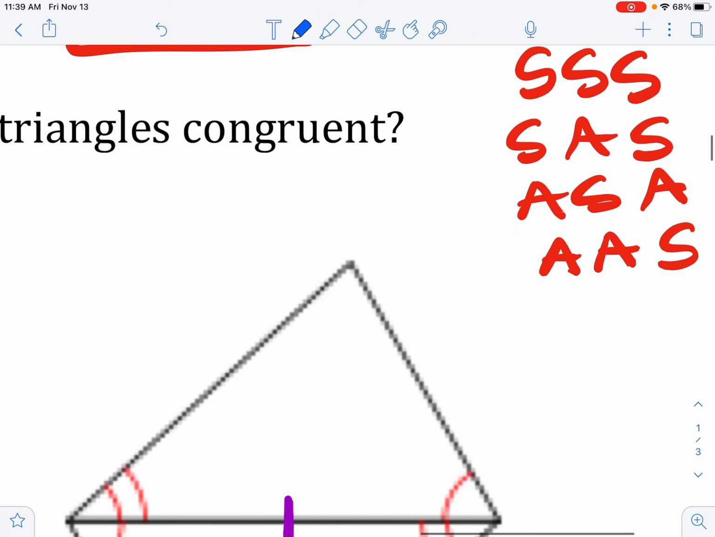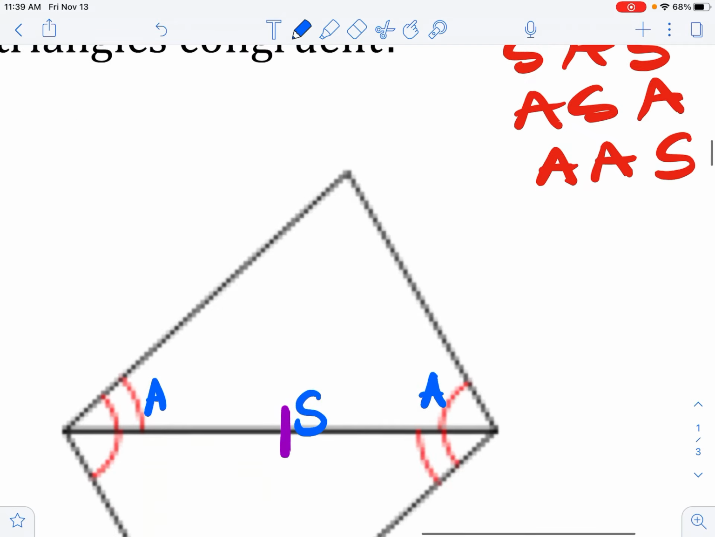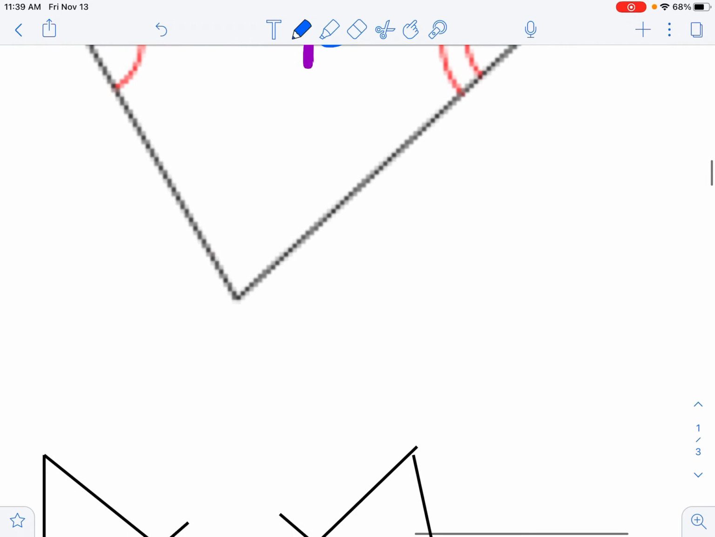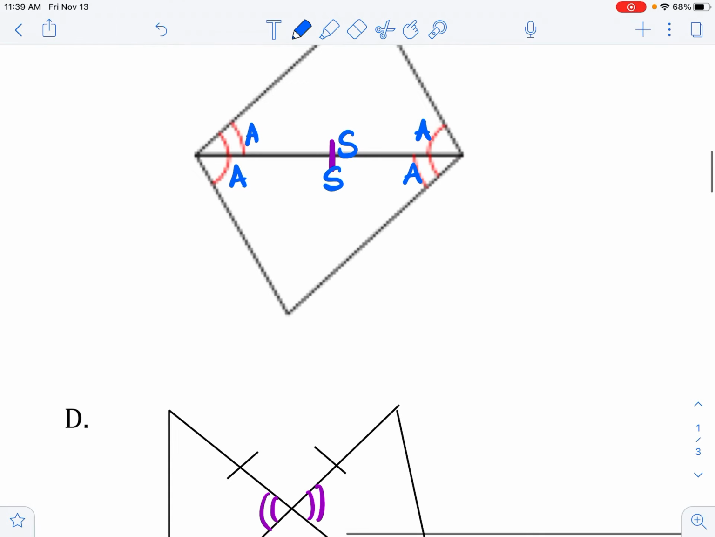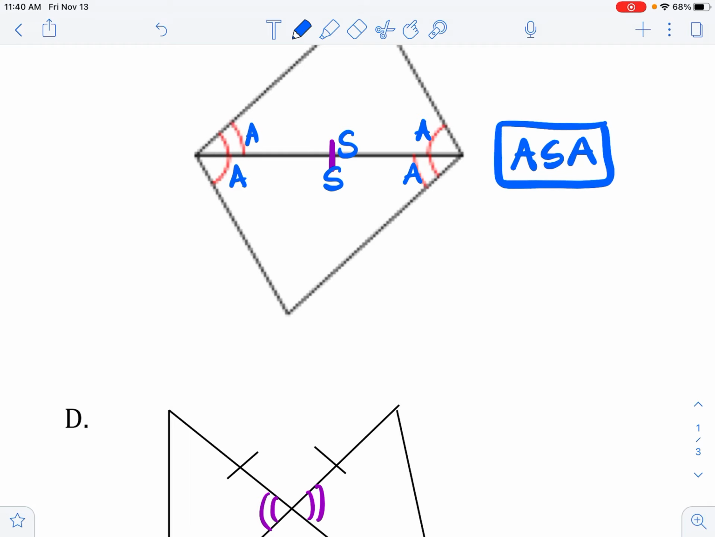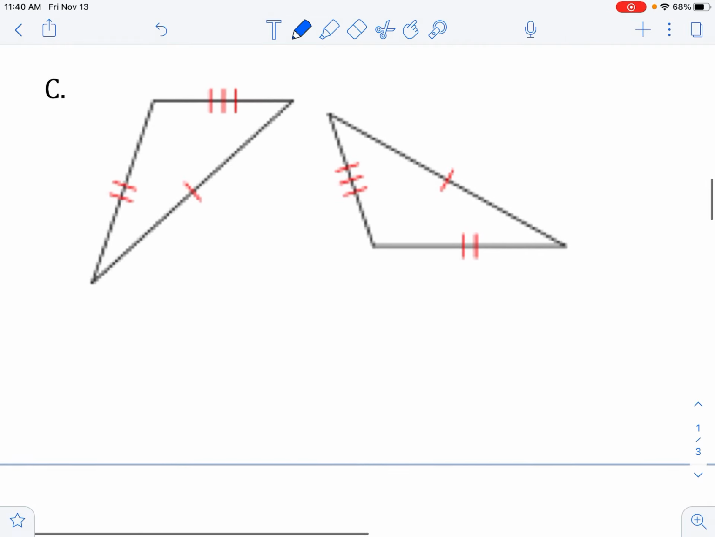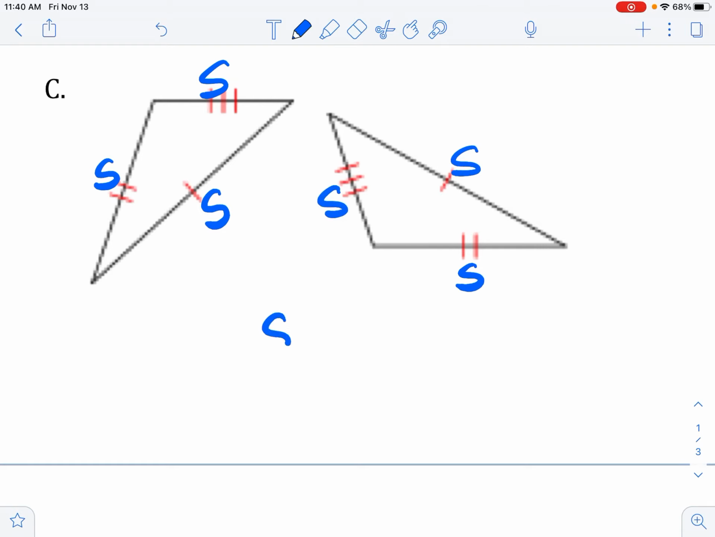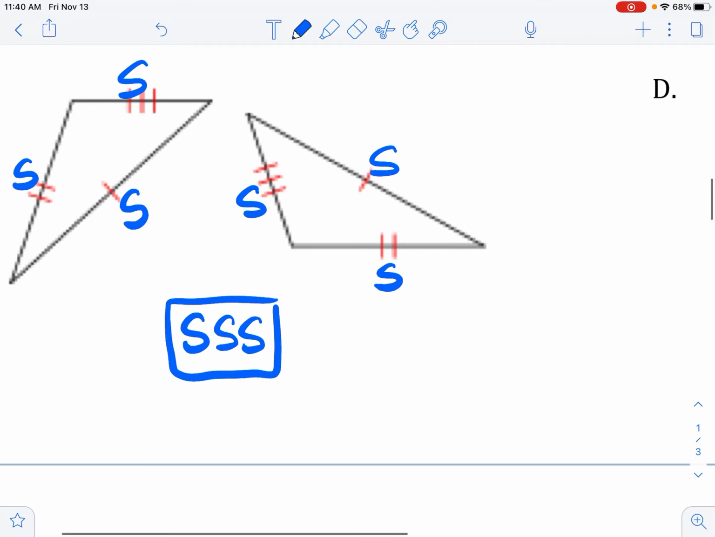All right, let's check this one. Let's look at the triangle on the top right here. There's an angle and an angle, and then this side is in between. Let's check the triangle on the bottom. Angle and an angle, side in between. So that is angle, side, angle. All right, let's look at each one of these. This one has a side and a side. This one also has side, side, side. So these two triangles are congruent by side, side, side.